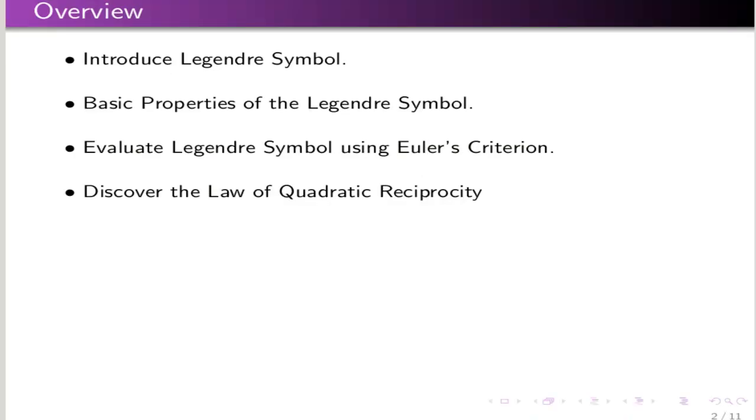So in this section, we'll introduce the Legendre symbol. It'll just be a symbol that's +1 if a number is a quadratic residue and -1 if it's not. We'll outline the basic properties of the Legendre symbol, evaluate the Legendre symbol using Euler's criterion, and then just discover the law of quadratic reciprocity using examples. In the next section, we'll go through a proof of the law of quadratic reciprocity.